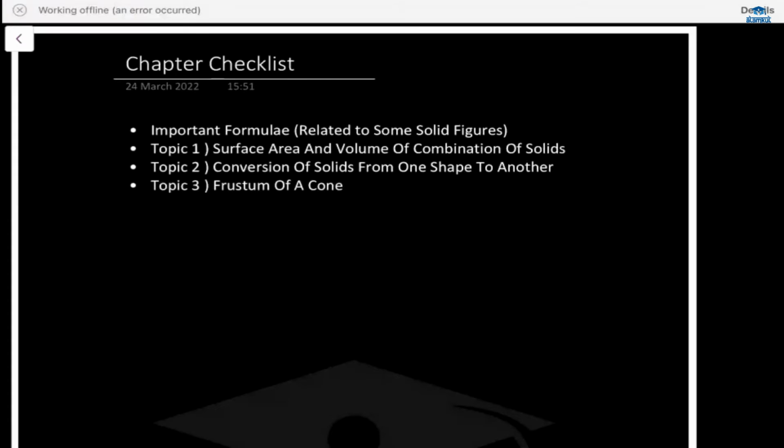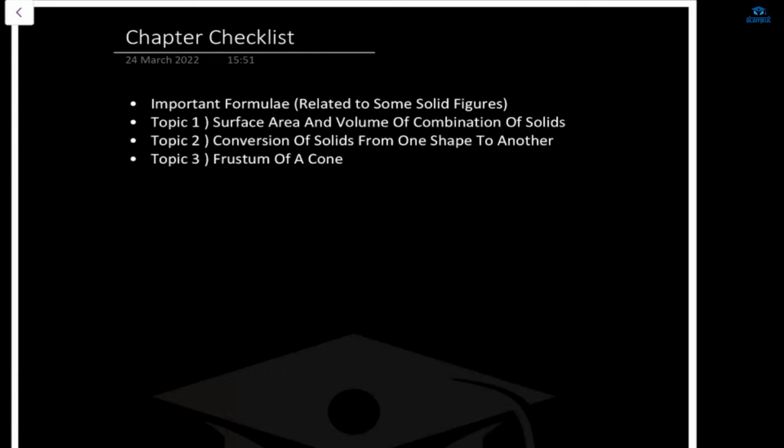So today we are starting a new chapter of mensuration: surface area and volume. Before that, I'd like to ask, do you face any issue or any problem in your arithmetic progression? No doubts. Okay, so the topics that we are going to cover in surface area and volume are some important formulas. The main thing in surface area and volume is that you should remember the formula. You should remember all the formulas by heart.